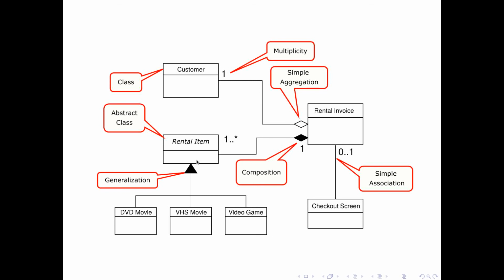Here the triangle is inheritance, generalization. This was an abstract class because rental item is general, and these are the concrete classes that you can actually have as a rental item. And this is just association without anything. So rental invoice and the checkout screen are associated, and each checkout screen can have 0 or 1 rental invoices.